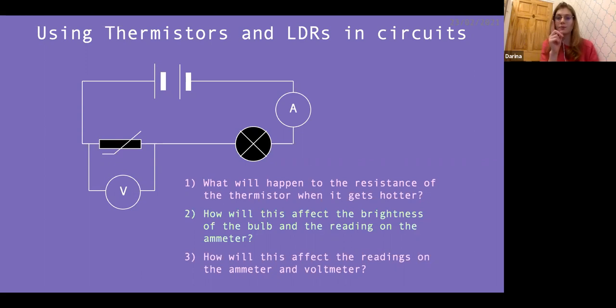Firstly, brightness of the bulb. What will happen to the brightness of the bulb? Right, the bulb will be brighter. Excellent. And what will happen to the reading on the ammeter? Great, it will increase. And our final thing is, what then do you think will happen to the reading on the voltmeter? So the voltage across the thermistor.